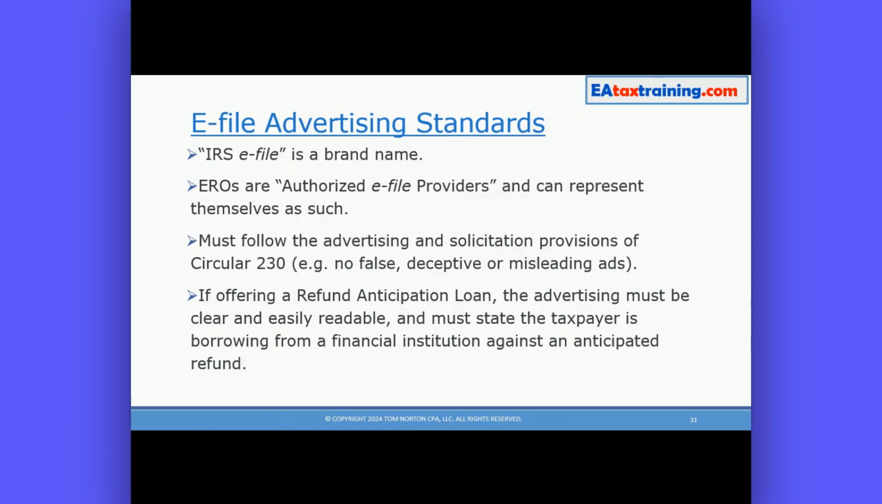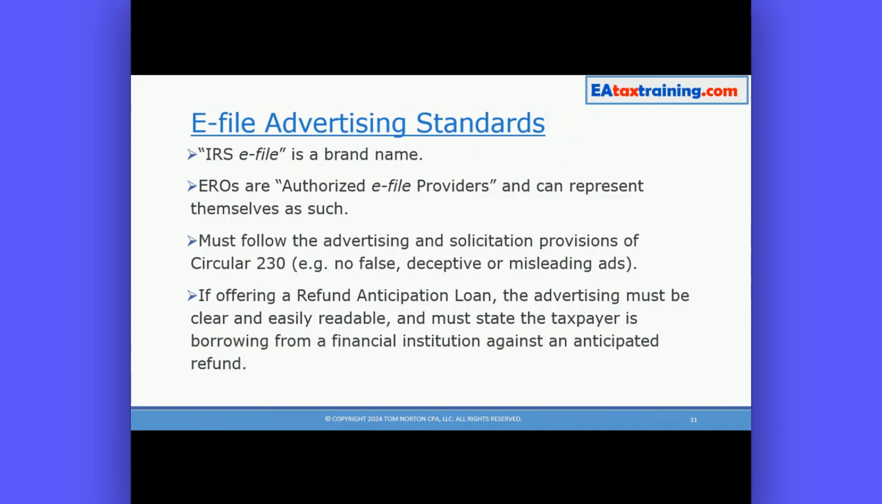E-file advertising standards. So we talked about advertising standards in video 1 of part 3, but this is going to be particular to e-filing. IRS e-file is a brand name. You as an ERO are an authorized e-file provider, and you can represent yourself as such. Of course, you have to follow all the advertising and solicitation provisions of Circular 230, so you can't do anything that's false or deceptive.